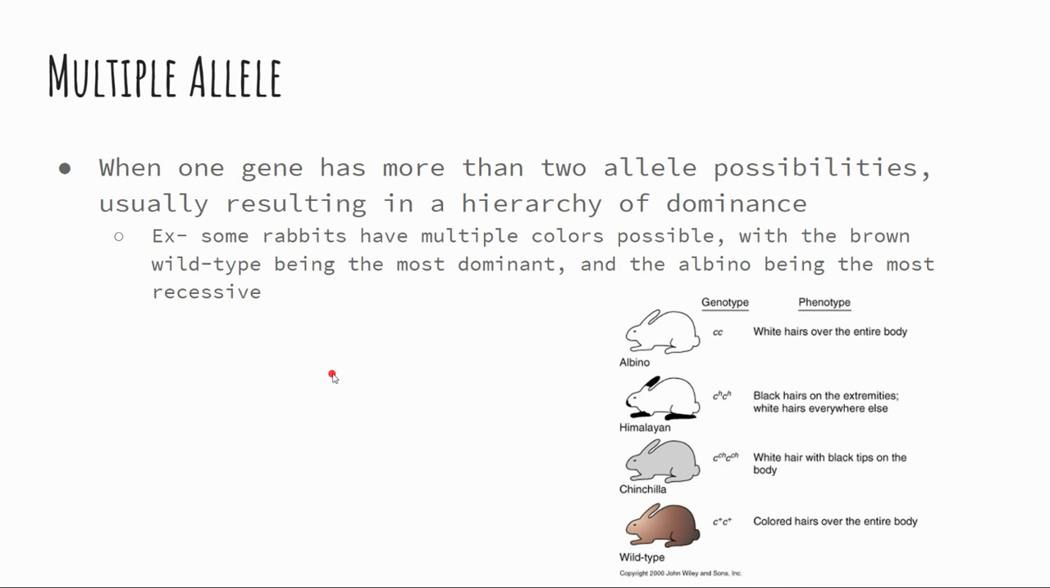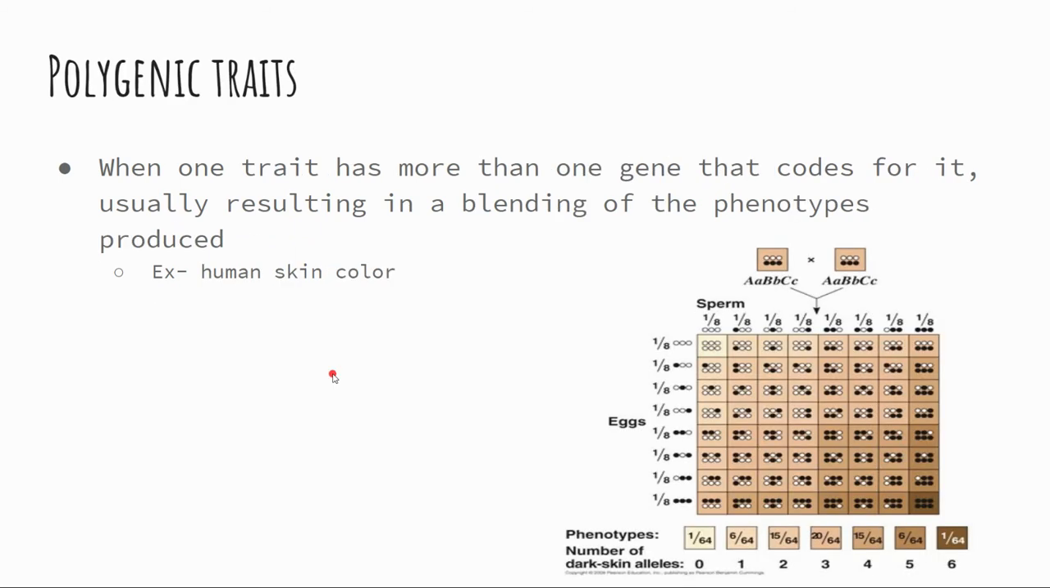Multiple alleles is when one gene has more than 2 allele possibilities, usually resulting in a hierarchy of dominance. So this is what we talked about, where there may be a few dominant colors in a particular organism, but some are favored more than others. And these are just important vocab terms that you need to know.